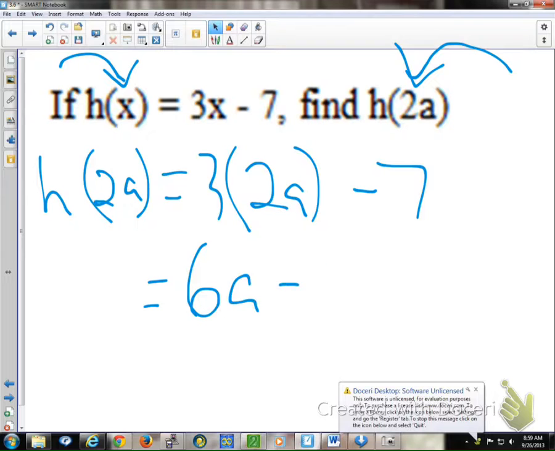And then minus 7, and we're done. There's nothing else you can do with that. There might even be problems that say, hey, here's a function, plug in x squared for every x. It might give you the same exact variable. But whatever is in these parentheses is what you're going to plug in for what's in those parentheses.